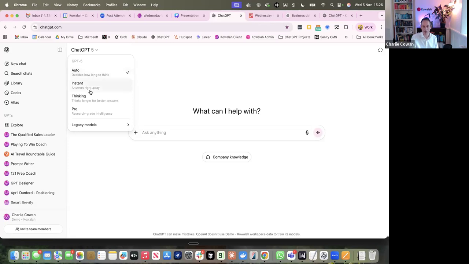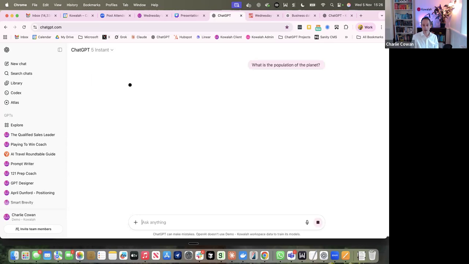So let me just explain what these three are. It would be easy to think that these are all the same thing, but they take a little bit more time. So ChatGPT 5 Instant, Thinking, and Pro, well, maybe one just takes a little bit more time, but they're actually completely different models and they work in completely different ways. So let me pick them one by one and just show you what I mean by that. So if I go to Instant here and I ask, what is the population of the planet? Then it might do a quick web search, which it is doing.